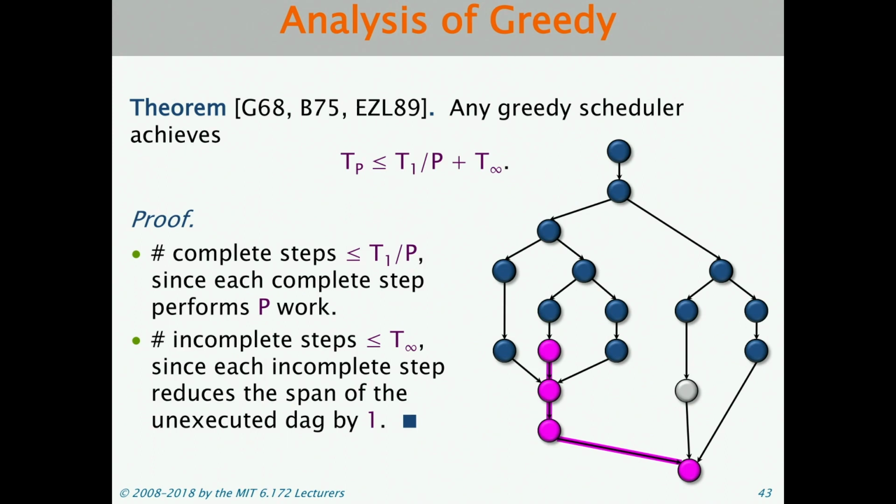And then the time bound up here, T sub p, is just upper bounded by the sum of these 2 types of steps. Because after you execute T1 over p complete steps and T infinity incomplete steps, you must have finished the entire computation. So any questions?